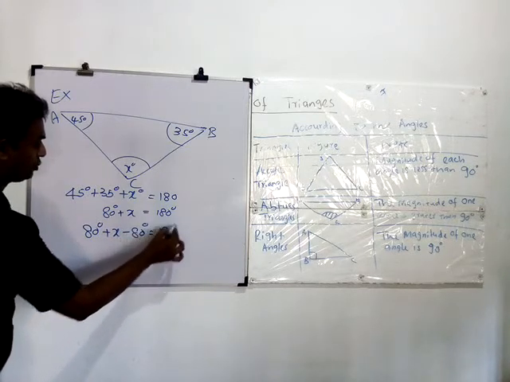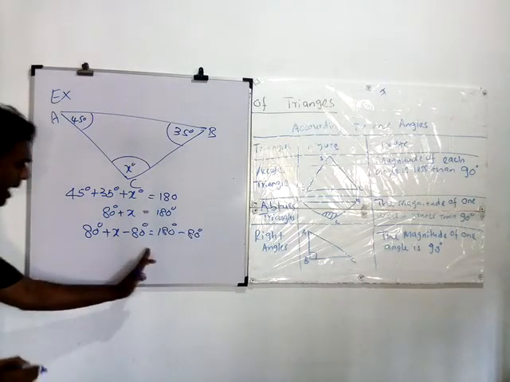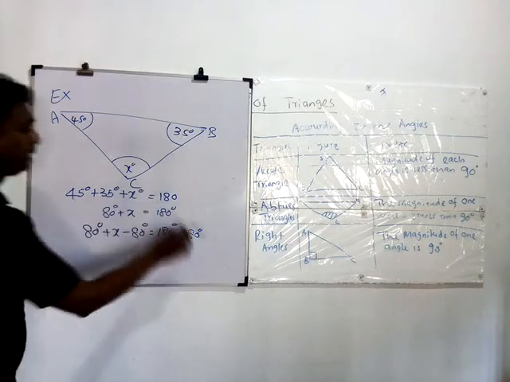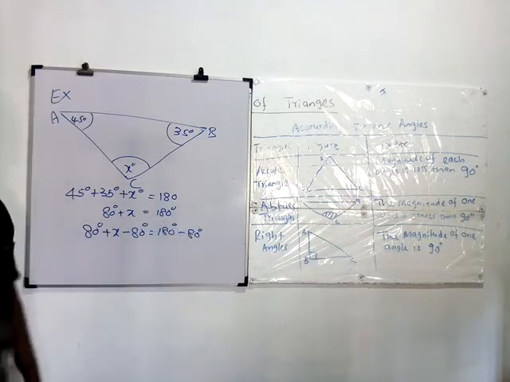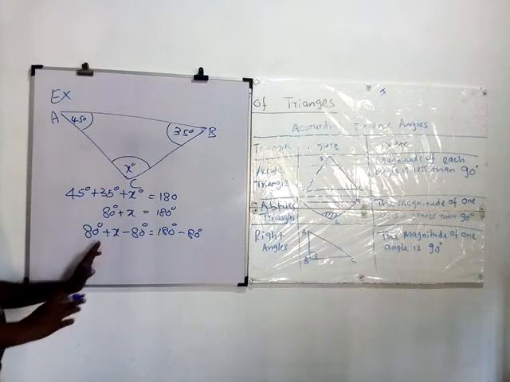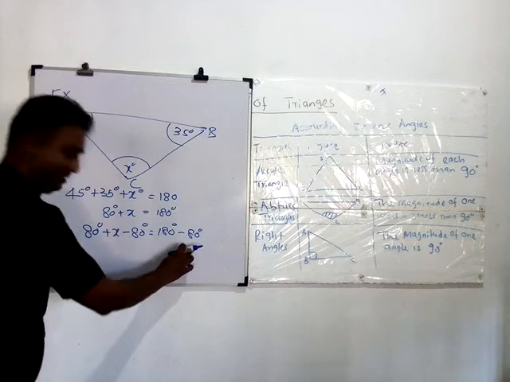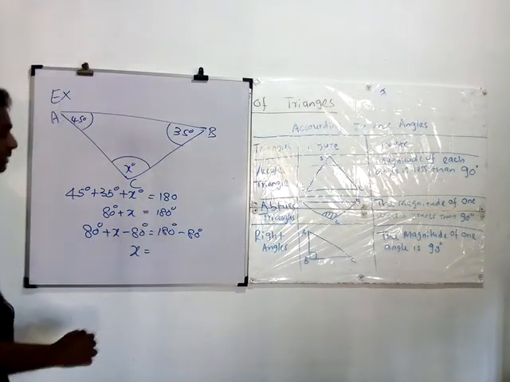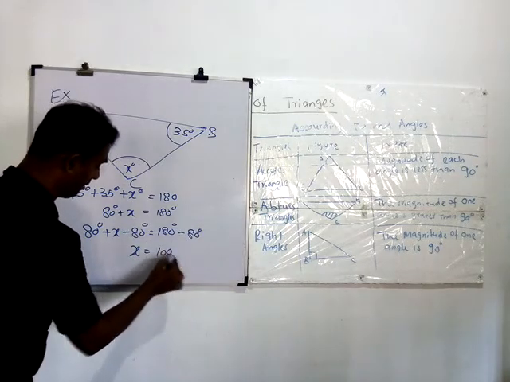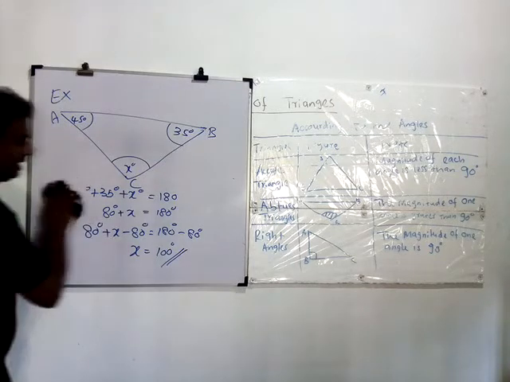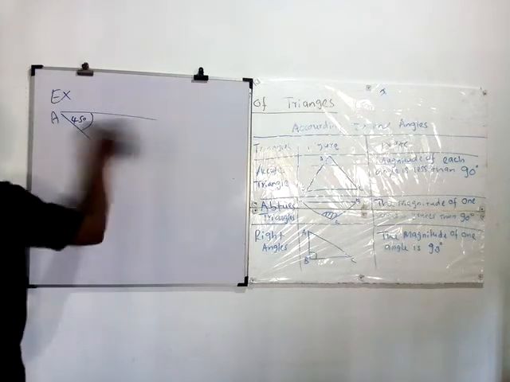You also know that if we do any arithmetic operation on one side of the equation, that operation should also be done on the other side. Therefore, we subtract another 80 from the other side. 80 minus 80 is 0, remaining X here. 180 minus 80 means 100. The answer is X equals 100 degrees. I think you are going to understand. I will clean this and send the answers of this example through WhatsApp.